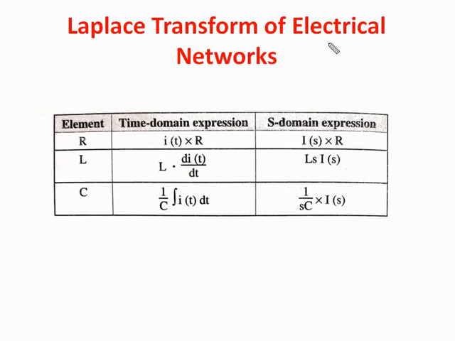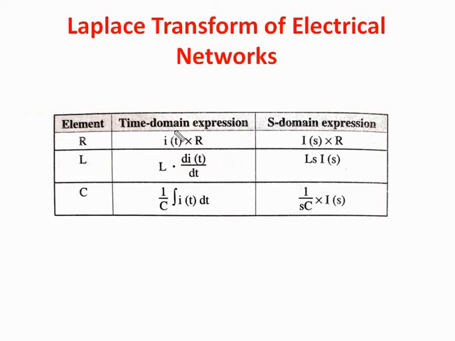Now the Laplace transform of the electrical network, which has three elements: resistance, inductor and capacitor. The voltage across the resistor is defined as the product of the current and its resistance, and the voltage across the inductor is given by L into di/dt, whereas the voltage across the capacitance is defined as 1/C times the integration of i(t) dt. So these are the time domain expressions: i(t), di/dt and the integral of i(t).